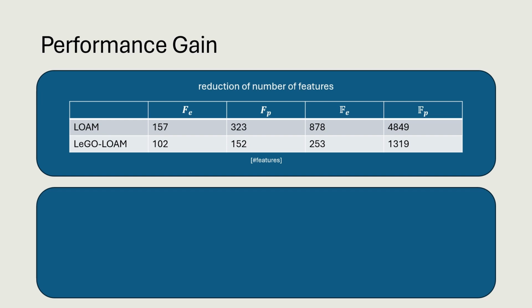The number of processed features and calculations is reduced and the overall processing velocity increased. This table shows the number of extracted features for an example scenario. The segmentation step reduces the number of points in LeGO-LOAM significantly. For the extracted feature sets, this means a reduction in size by 29% for the set f sub e to 72% for the set f sub p.